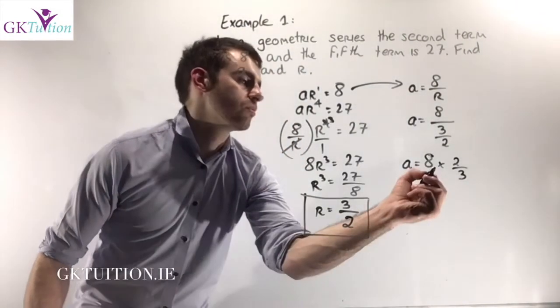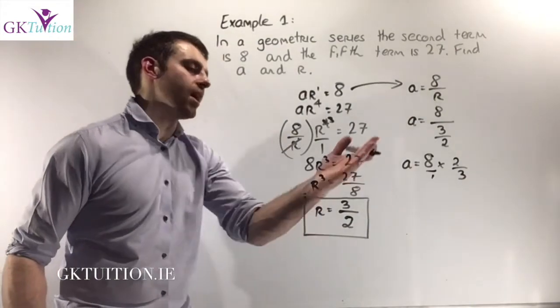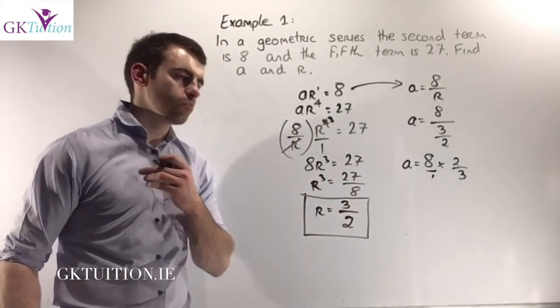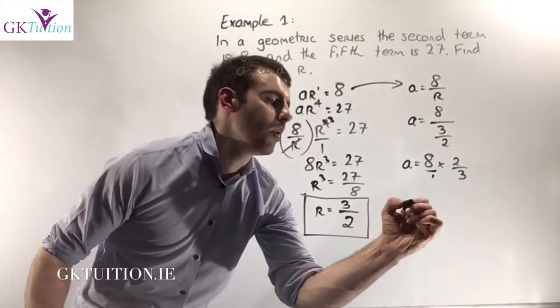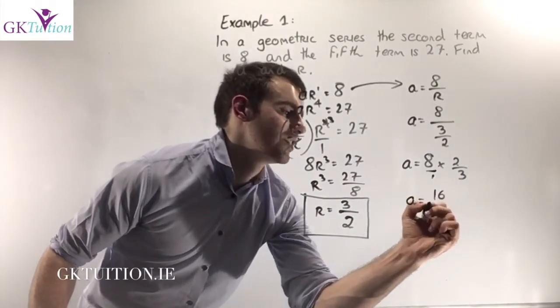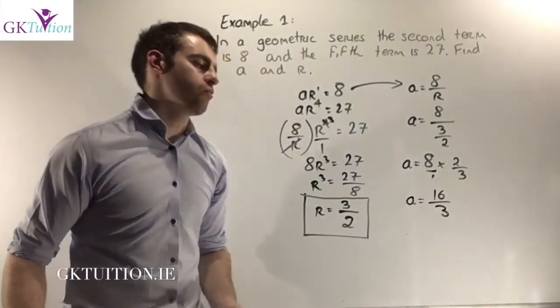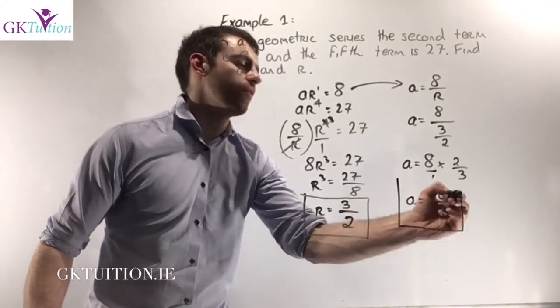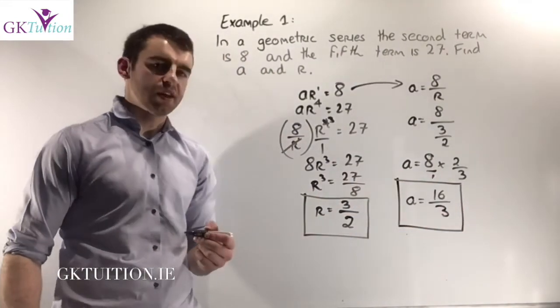And now this is relatively straightforward. We can do it in our heads. It's 8 over 1 by 2 over 3. We just multiply the top by the top and the bottom by the bottom. 8 multiplied by 2 is 16. 3 multiplied by 1 is 3. So in this case, your a, the first term in this geometric sequence, is 16 over 3.